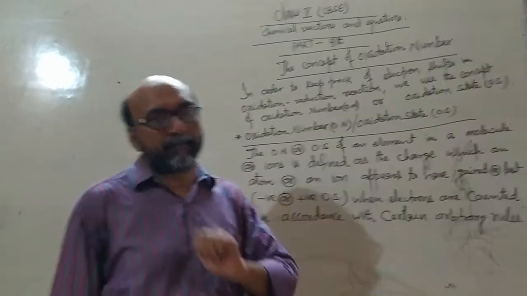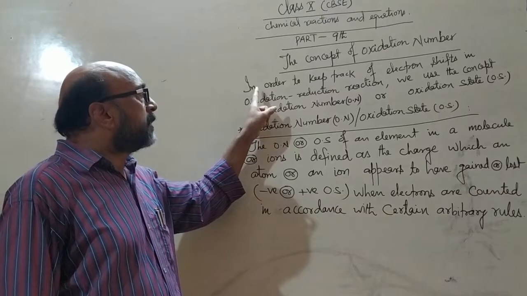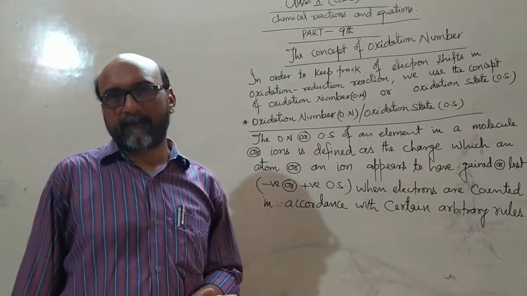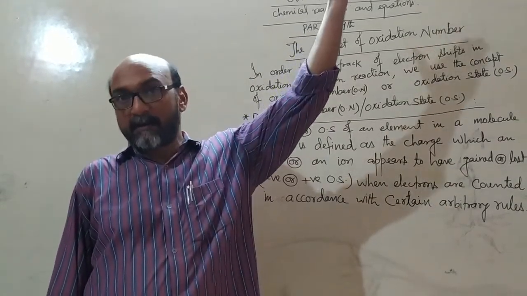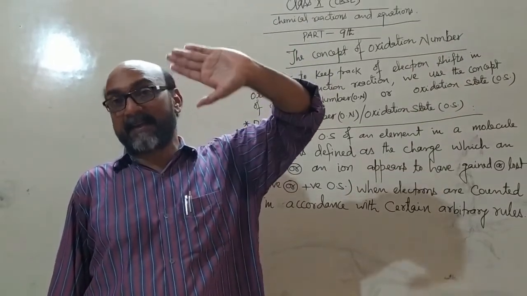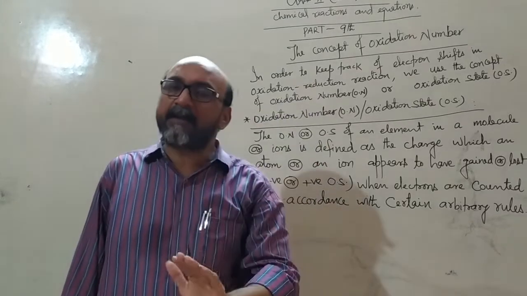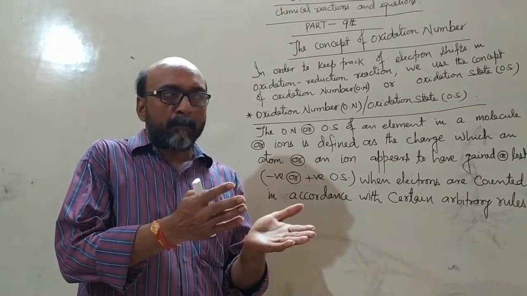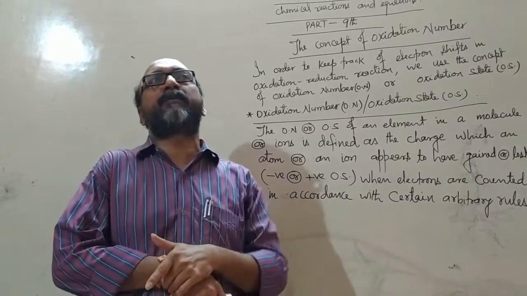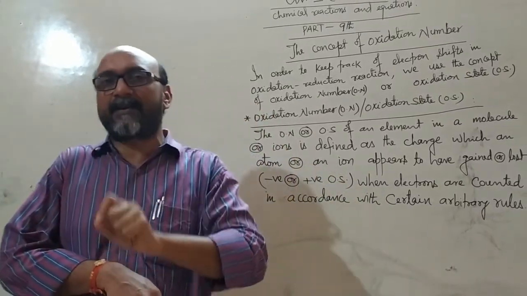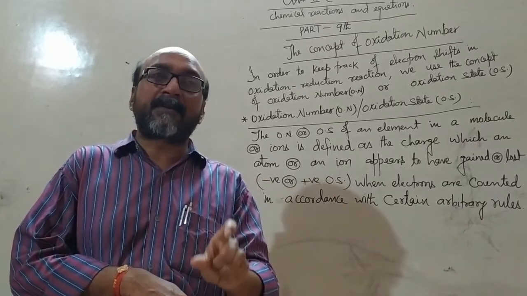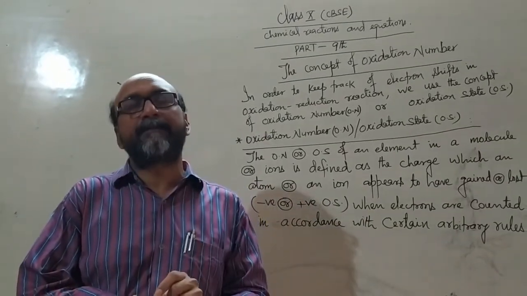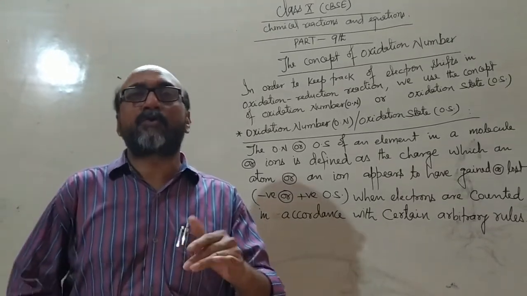Concept of oxidation now. In order to keep track of electron shifts, we have defined both the terms in detail, oxidation and reduction. As the fourth and last part of the definition of oxidation and reduction, we have discussed the electronic concept of oxidation and reduction. In oxidation, we have learned the loss of electron.